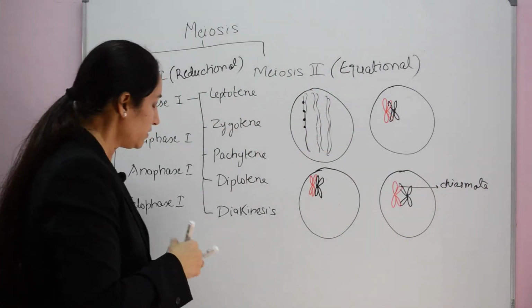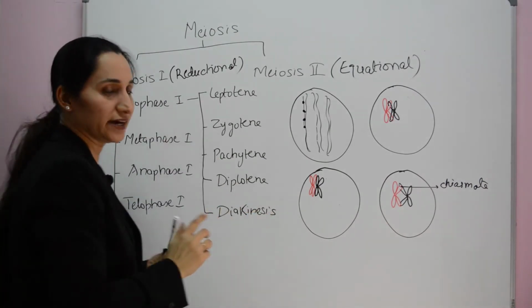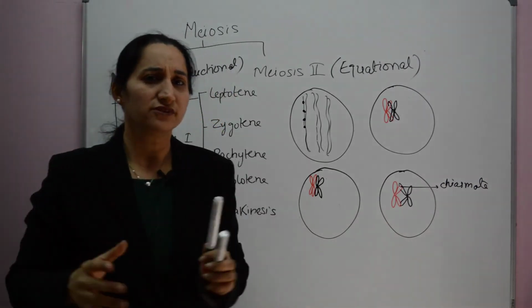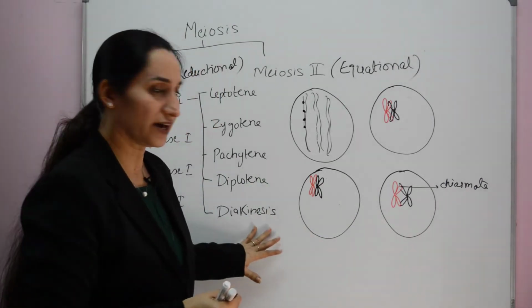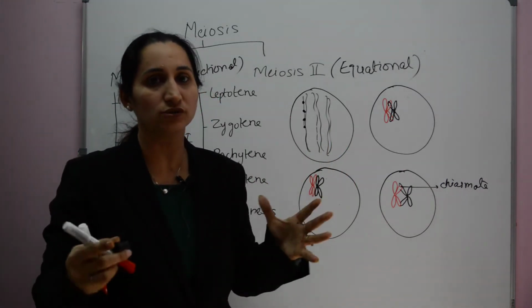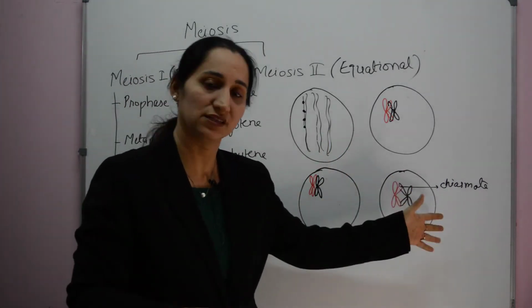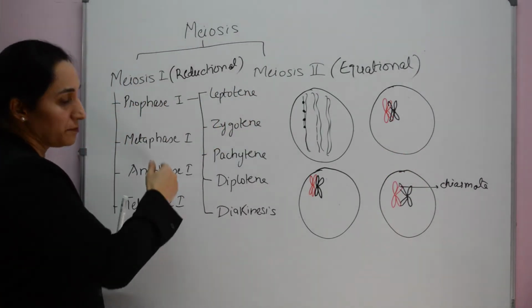Now let us move to the last stage of prophase one, that is diakinesis. There is not much difference between diakinesis and diplotene. The only difference is that in diakinesis, the chromosomes get still more condensed and thickened, and we can see the chiasmata more clearly. Okay, now let us move to metaphase one.